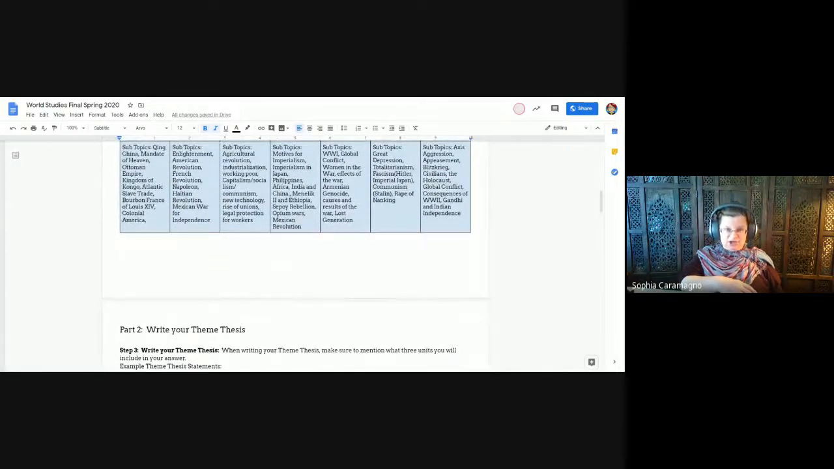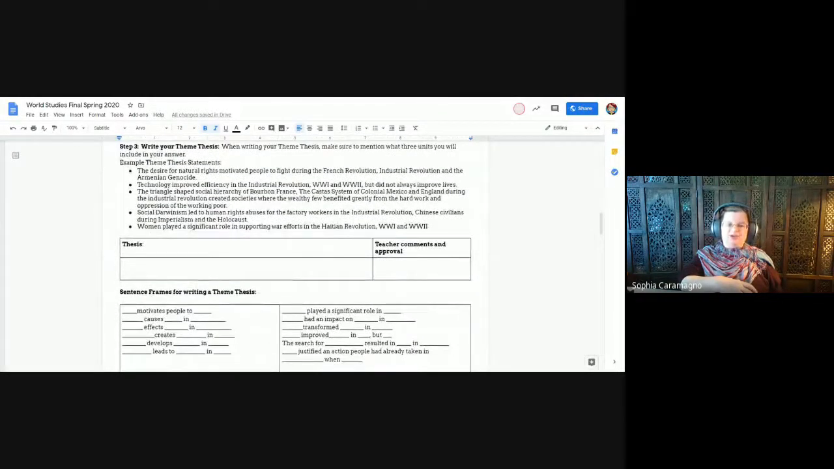Once you've selected your 3 units and your focus question, you are going to write your thesis. There are some thesis examples here. If you wanted to see what that technology thesis might look like, this is an example. Technology improved efficiency in the Industrial Revolution, World War I, and World War II, but it did not always improve lives. You've got your main theme, technology, a clear claim that it improved efficiency, and 3 units: the Industrial Revolution, World War I, and World War II.